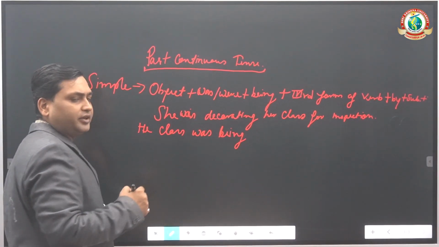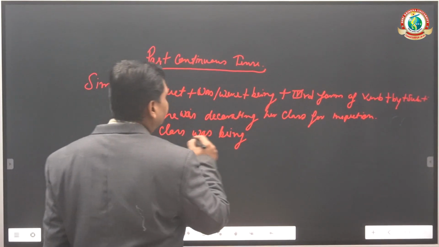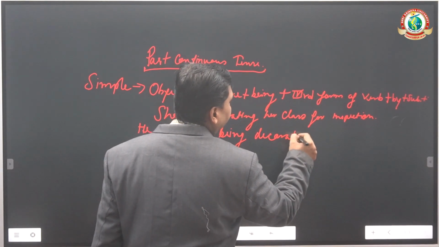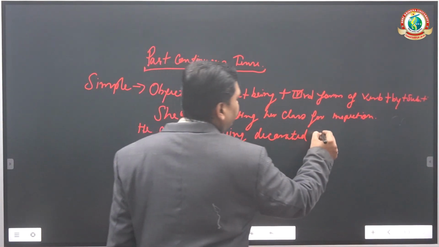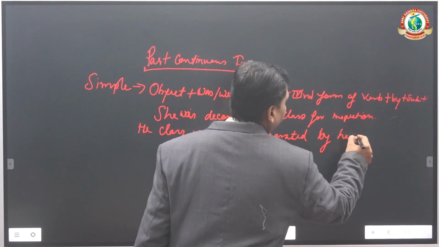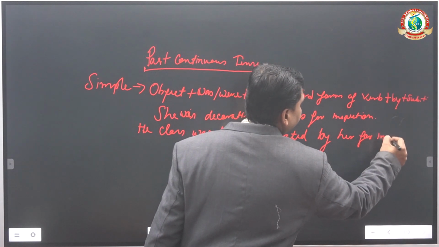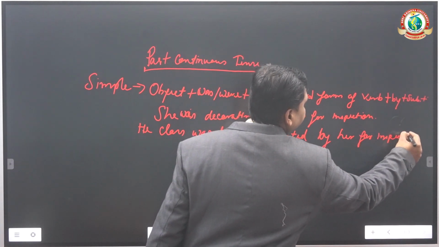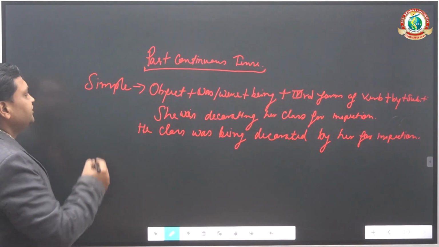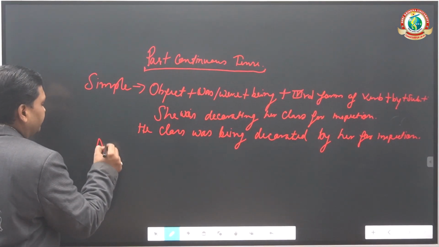So the first form of decorate, the second form is decorated, the third form is decorated. The class was being decorated by, she would be changed in her, by her, for inspection. This is the passive voice of simple tense. After that, negative.